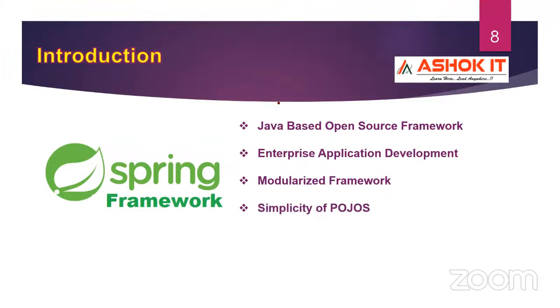The next one is what? Simplicity of POJOs, or we can call it loose coupling. Spring framework is popular because of simplicity of POJOs or loose coupling. What do you mean by loose coupling, or what do you mean by simplicity of POJOs? See here, simplicity of POJOs means that when you are creating any kind of classes inside the Spring framework, you no need to worry about extending the framework-provided classes.